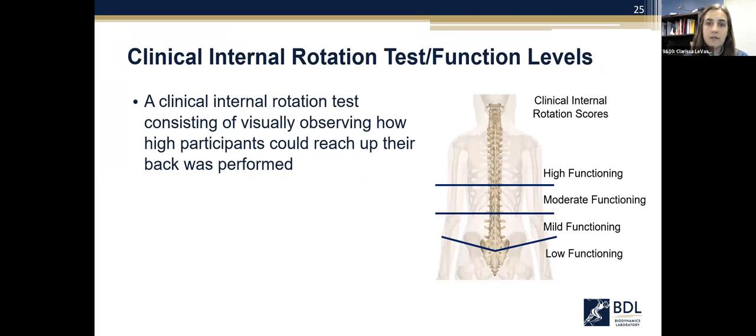Additionally, a clinical internal rotation test consisting of the patient reaching up their back as high as possible was performed, and the location of their hand was recorded. Scores on this test were separated into the 4 categories based on location, as seen on the right.